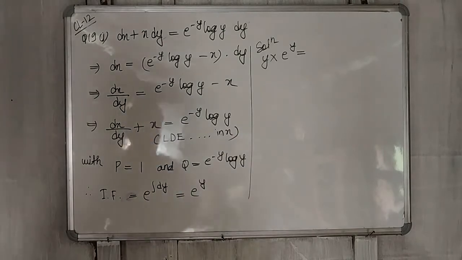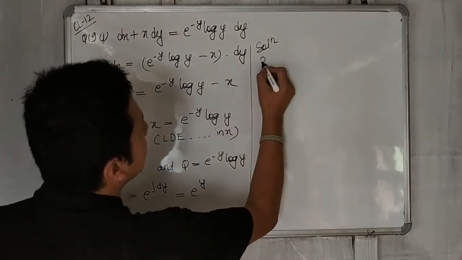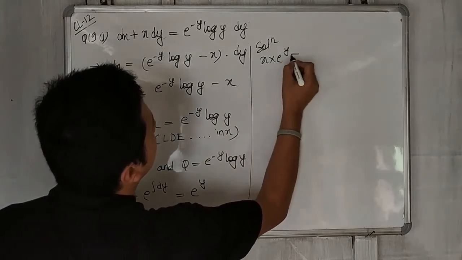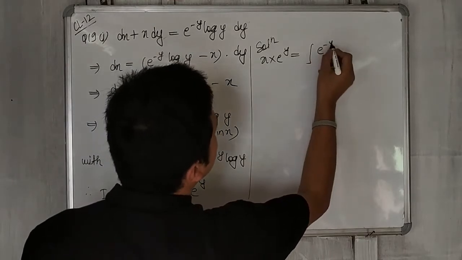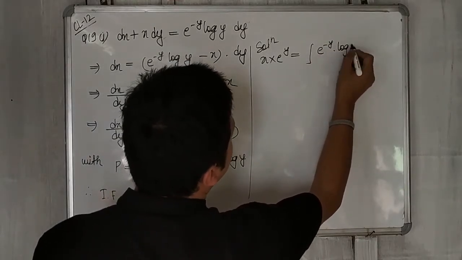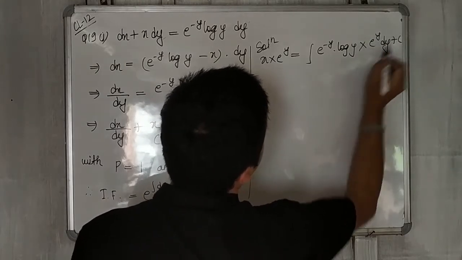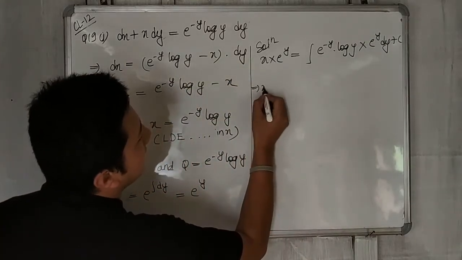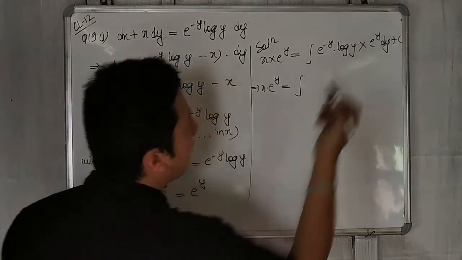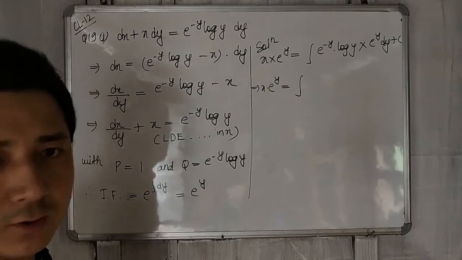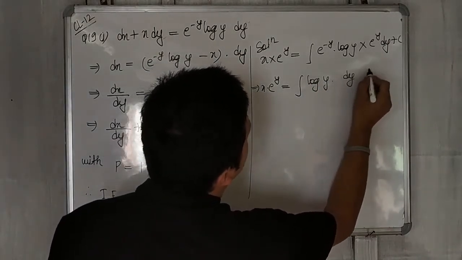Its solution is given by x into integrating factor, which is equals to integration Q, e to the power minus y into log y into integrating factor dy plus constant c. So therefore x e to the power y. Now e to the power minus y, e to the power y will be e to the power 0. You don't have to do anything. So log y into dy plus c.